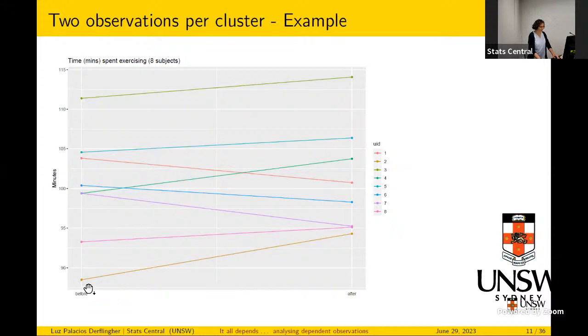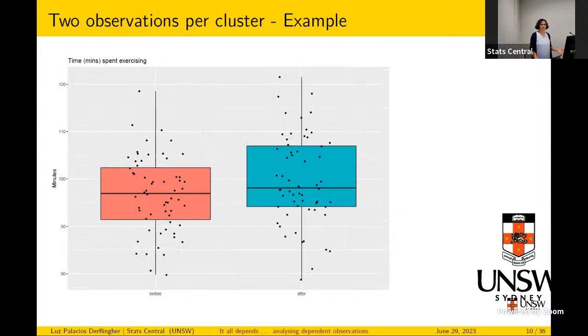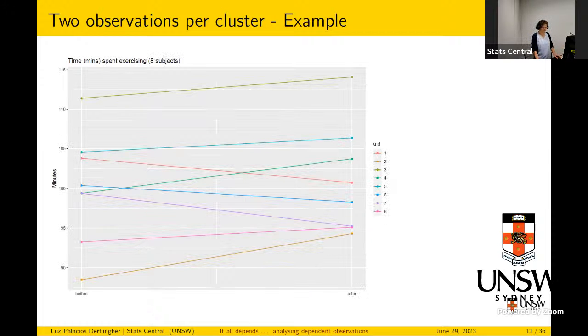So for example, here's a plot of 8 subjects. I didn't include the 60 subjects because this graph would be a mess. But then we can see that this subject that started all the way down here increased a little bit. But for example, one that started here almost at 105 went down, right? Here you have a better idea of what's happening. Over here, you don't have an idea of how they change from before to after.